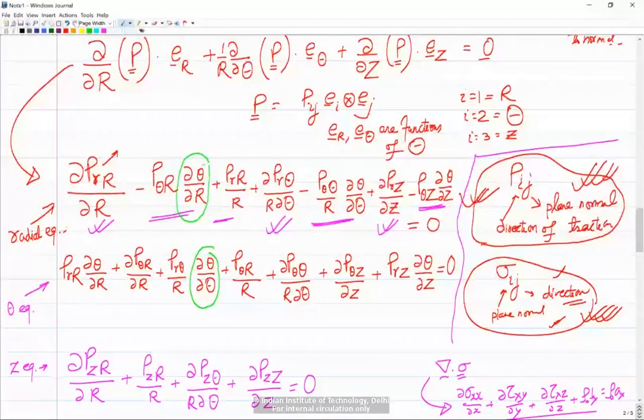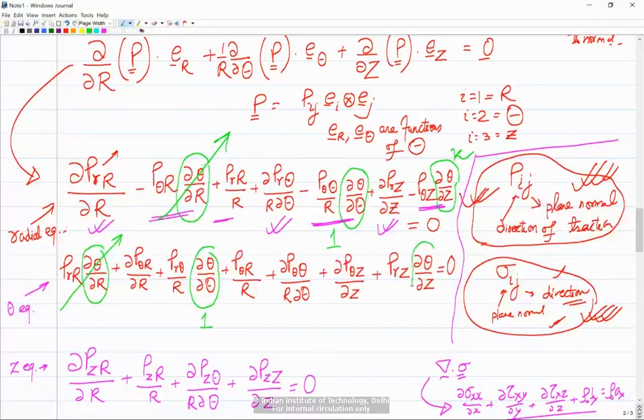So small theta was big theta plus kappa into big Z. So this is 0, isn't it? So this goes away. This is equal to 1, this is equal to kappa, right? Then this is equal to 0, this is equal to 1, then this is equal to kappa.